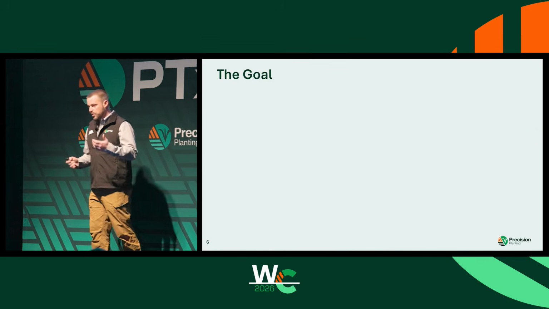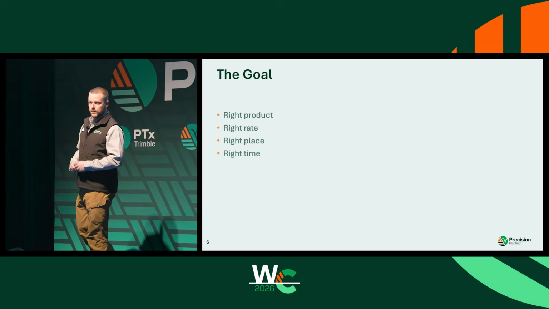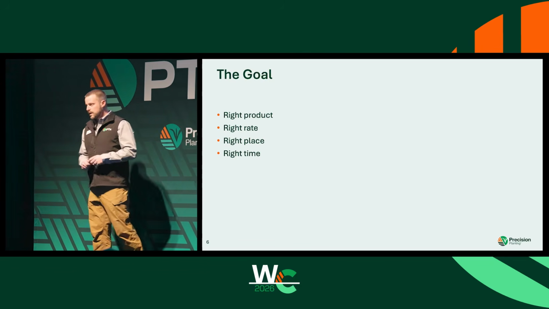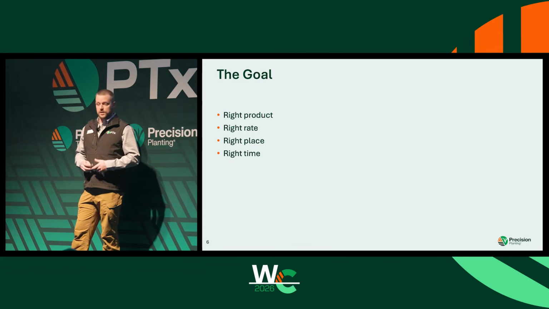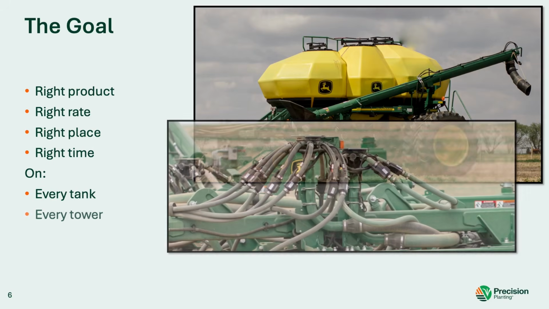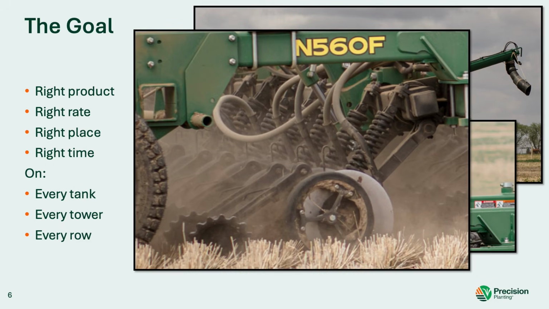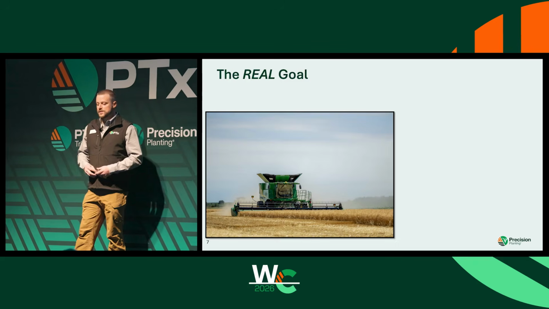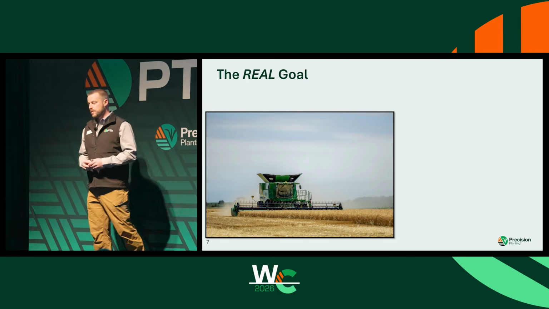Okay, so our goal as we're applying these products, as many of you guys know, is we want to get the right product at the right rate, the right place, at the right time. When we do this, we want to do this across really every tank, every tower, as well as really every row of that machine, whether, again, it's a hoe drill, a disc drill, or we're doing this on some type of a strip till. Okay, so the goal ultimately then is if we're doing this, we really want to try to build the best yield possible.